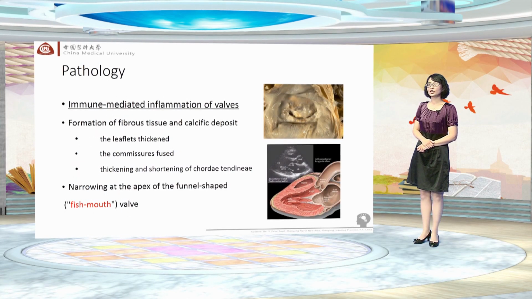This is immediate inflammation of the valves. It will cause the formation of fibrous tissue and calcium deposits. We can see the leaflets are thickened, the commissures are fused, and the chordae tendineae become thickened and shortened, and finally causing the fish mouth shaped valve.